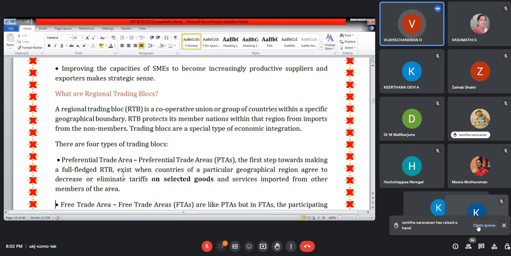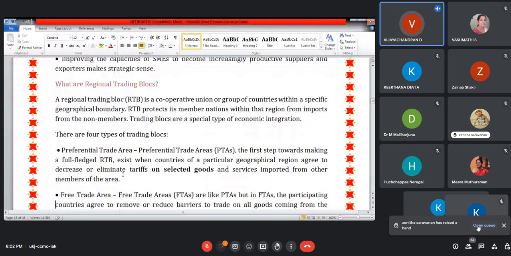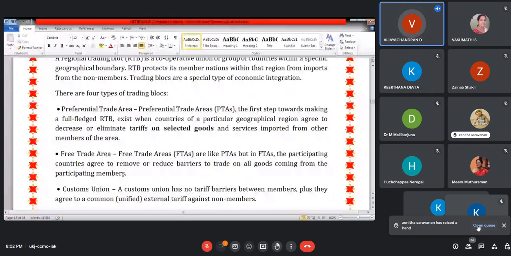So there are different types of trading blocks. Four types, I told. Preferential trade area is the first one. What is that preferential trade area? They will agree to trade selected goods and services. As the name suggests, preferential. They will choose only certain products, certain services that will be imported and exported by the country without any restriction, without any barrier. So that is known as preferential trade area.